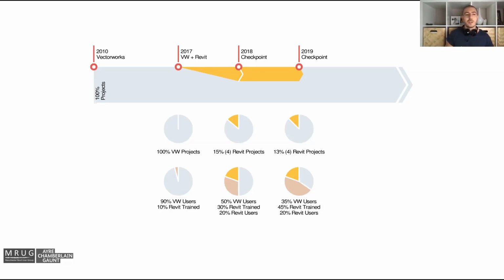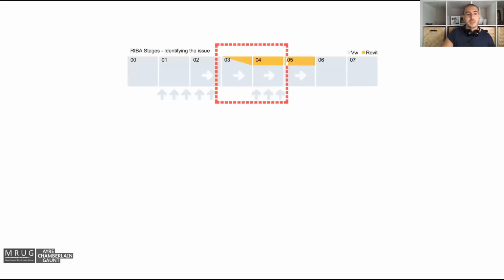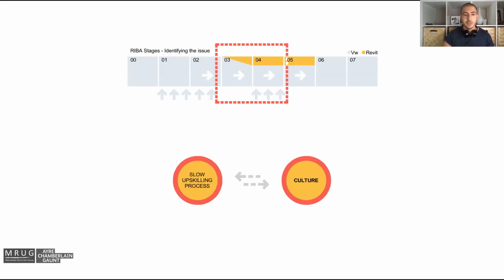And it showed that the number of Revit projects did not improve. And although more people had Revit training in the practice, the number of active users was still the same. What happened was that existing projects remained designed in Vectorworks and newcoming projects were not given to Revit teams. And as you can imagine, that was quite disappointing, at least for me.